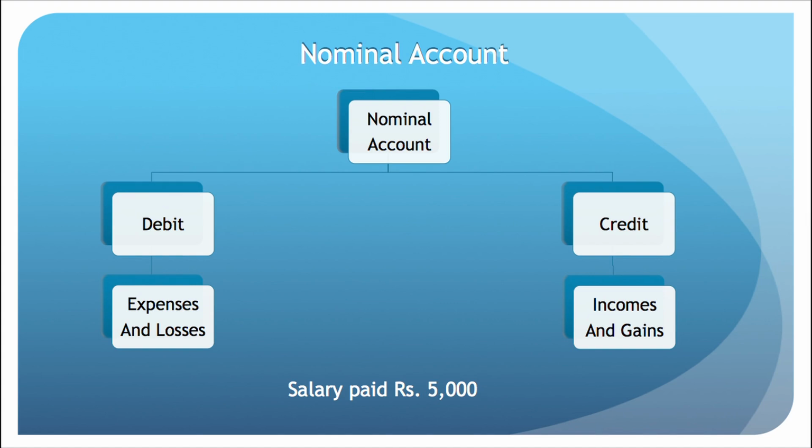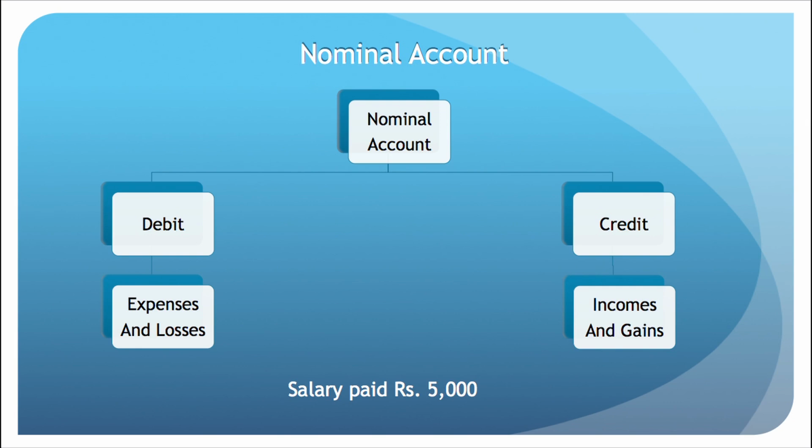Again, we classified the nominal account into debit and credit. If there are some expenses and losses, it will be debited. If there are some incomes and gains of the business, then it will be credited. So example, salary paid rupees 5,000. This is a transaction. We have to record it in our books of accounts by following the principle of double entry system of bookkeeping. And in this particular transaction, we have to find out what type of account is involved. There is no personal account, there is no real account, but there is nominal account.